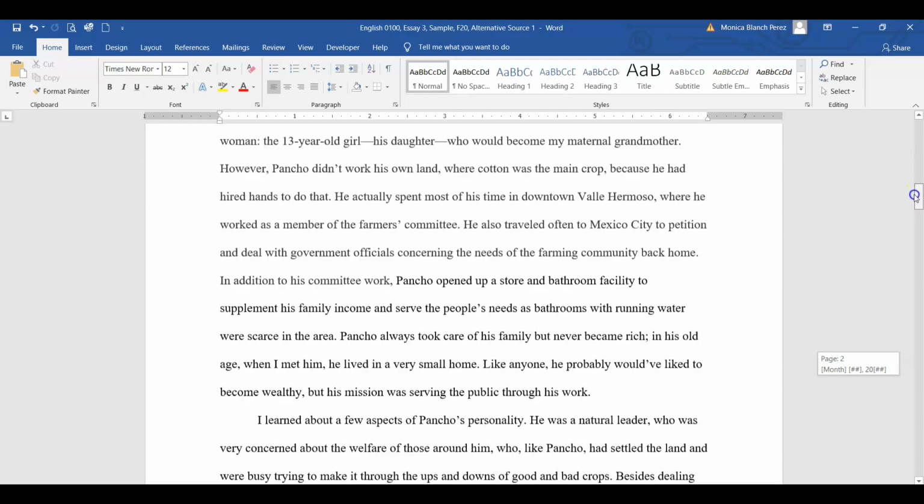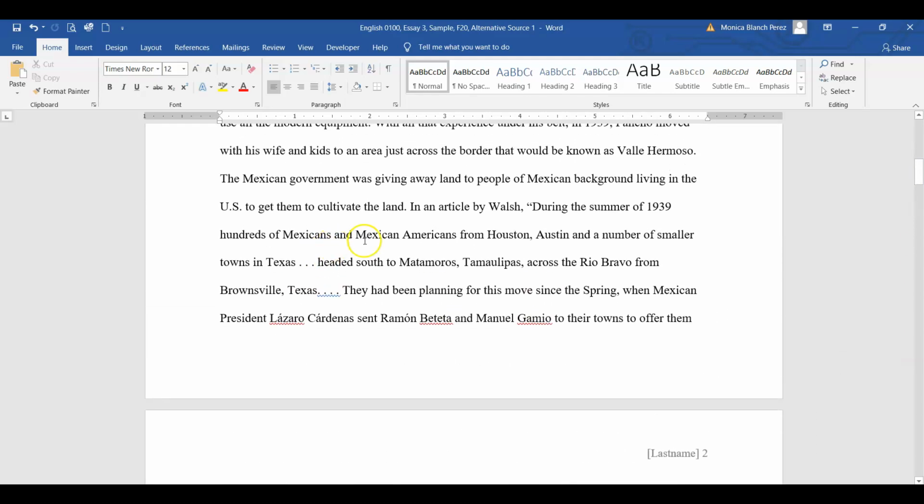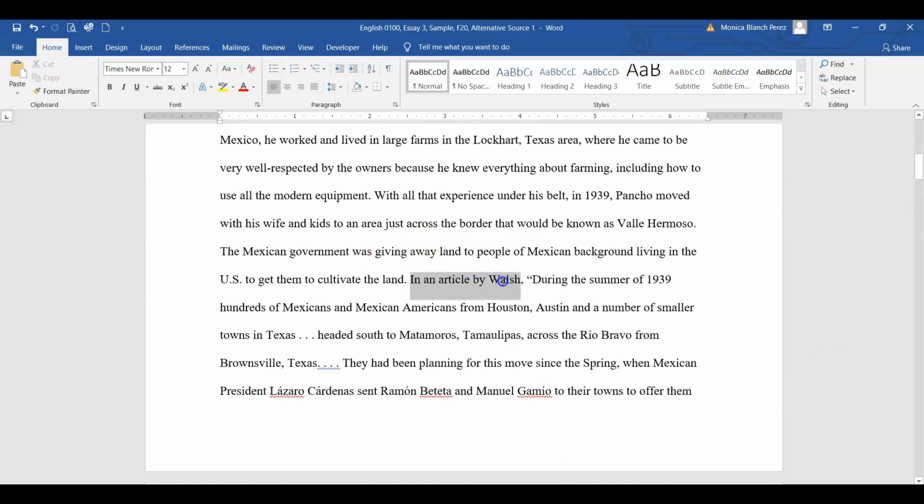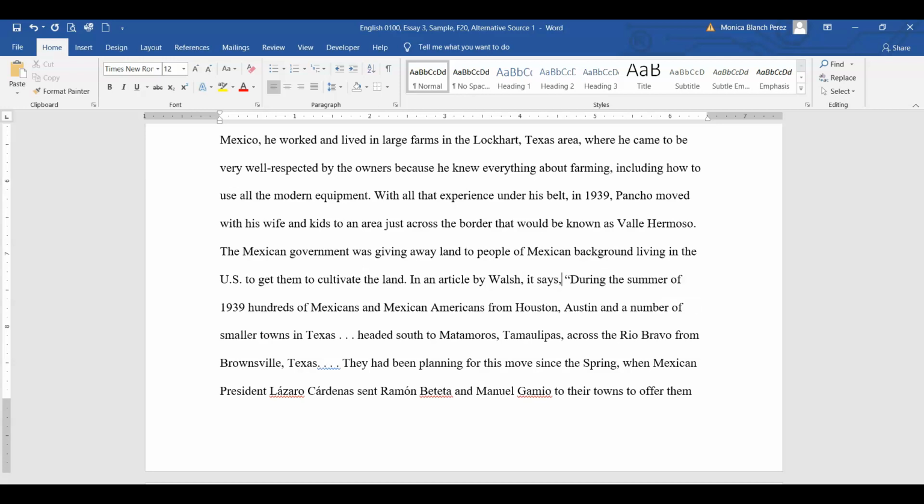Okay, we usually don't mention first names. So I could have put in an article by Walsh, and then it says, actually, I think we would need the comma right there. An article by Walsh, comma, it says, and then comma again. You can also use these, but I usually just use commas. So an article by Walsh, comma, it says, blah, blah, blah, right? We could have done that.